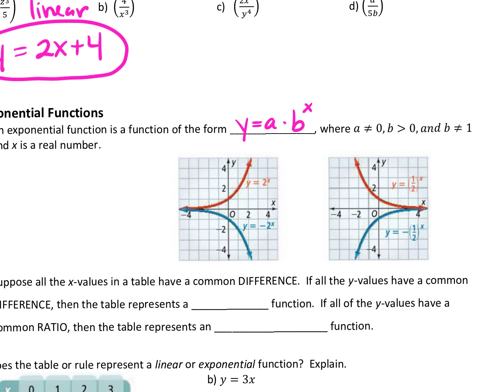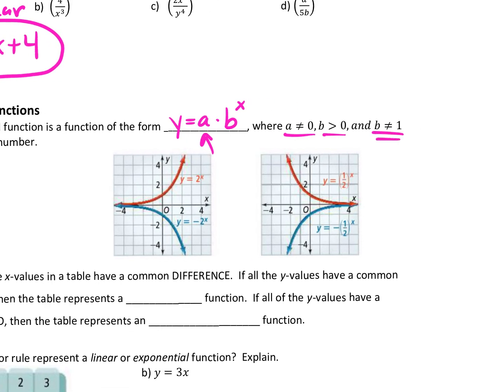So here's the scenario. A cannot be 0 because if A is 0, then everything is 0. There's no function left. B is going to be a number greater than 0 because we're going to be talking about growth. And if something has a growth of 0, it's not growing at all. So B can't be a 0. And B can't be 1. Okay, now here's a question for you. If B is what we're growing by, and I make B 1, what happens when you multiply something by 1?